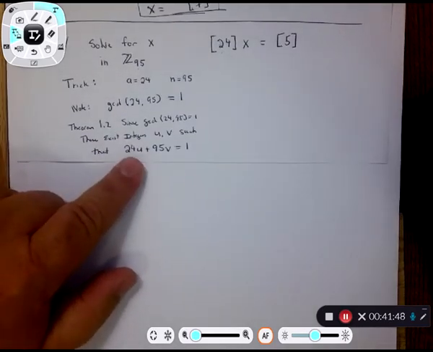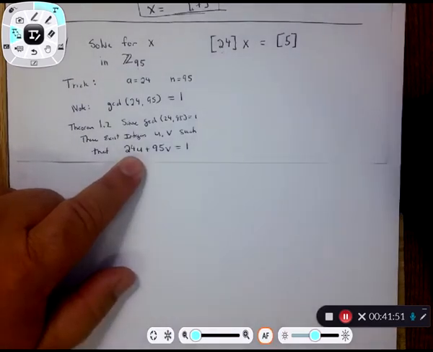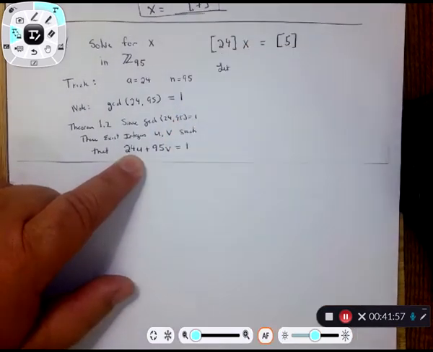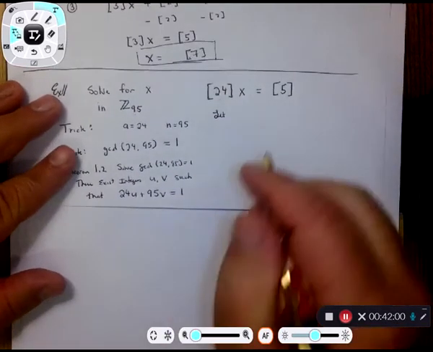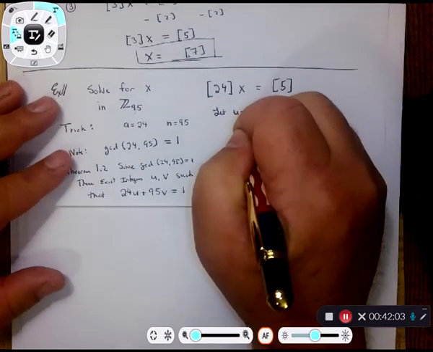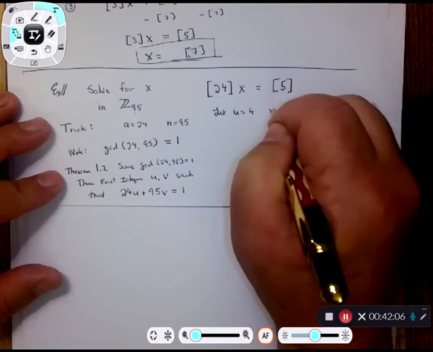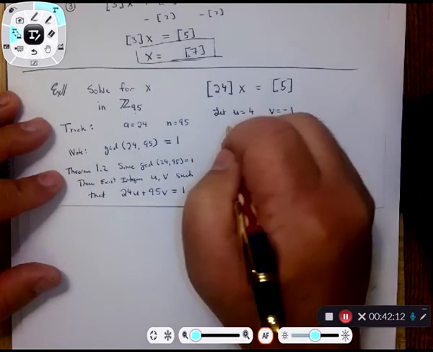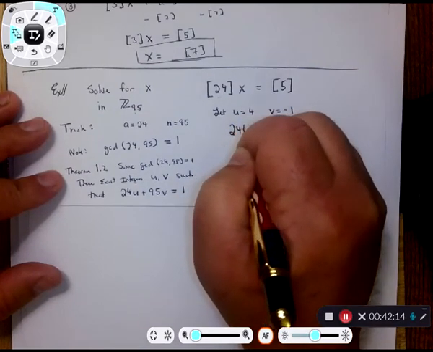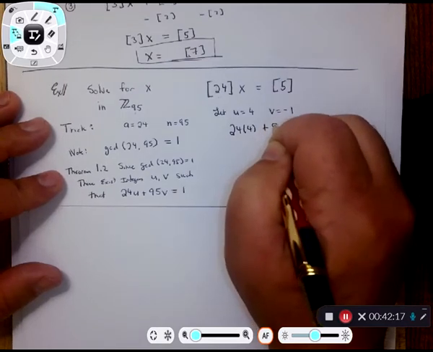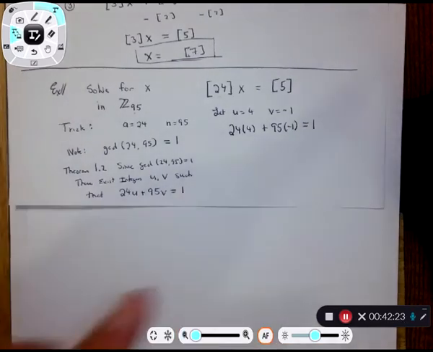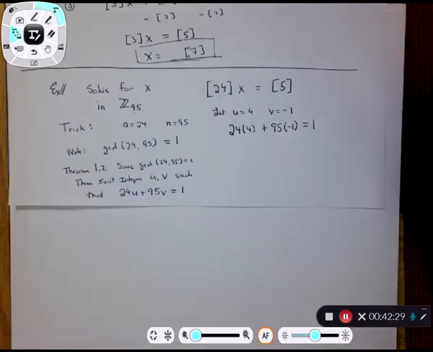And this is going to be the trick. You need to go find the u and v, and I'm going to help you out with that, but you're going to have to find those. If I let the u part be equal to 4 and the v part be equal to -1, it actually works. You get 24 times 4 plus 95 times -1, which equals 1. There are more examples of u's and v's. They're not necessarily unique, but u is 4 and v is -1 works.